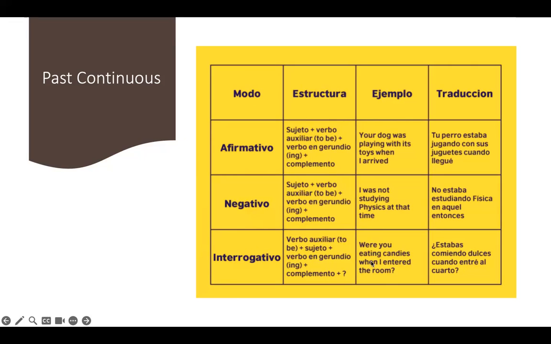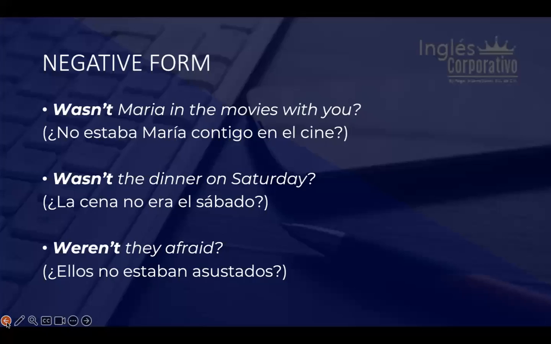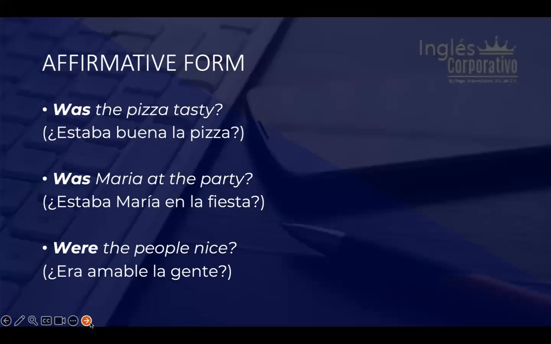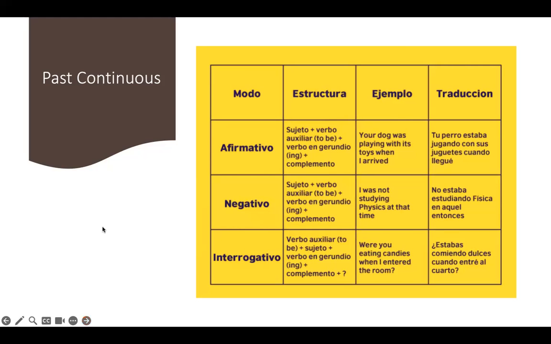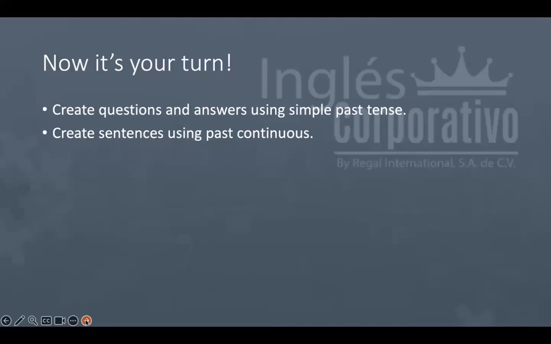Were you eating candies when I entered the room? ¿Estabas comiendo dulces cuando entré al cuarto? Entonces, esa es la forma continua. Este es el pasado continuo y esa es la diferencia con el pasado simple. Remember, we are focused on simple past tense for now. Estamos enfocándonos en el pasado simple por ahora, pero me parece muy importante que ustedes sepan esa diferencia para que no nos confundamos a la hora de hacer ejemplos.